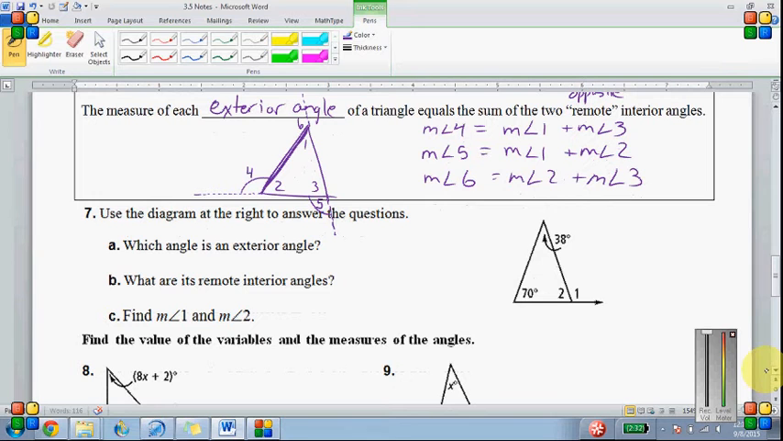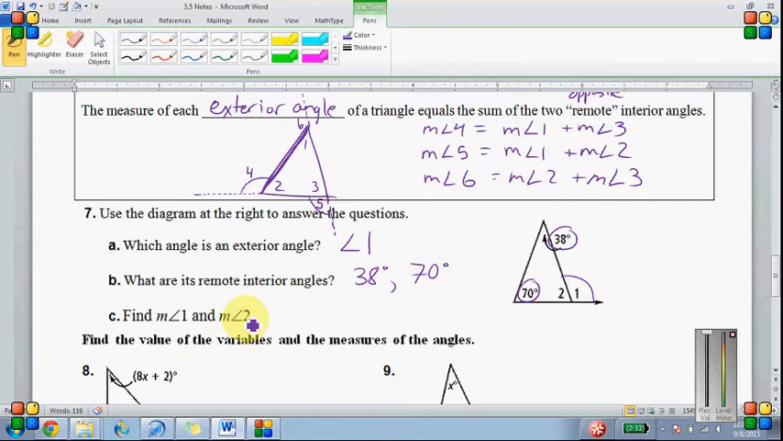So, use the diagram to answer the questions. Which angle is an exterior angle? Well, angle 1 is outside or exterior to the triangle, so angle 1 is an exterior angle. What are its remote interior angles? Well, it's right next to angle 2. The interior angles, the remote interior angles, are 38 degrees and 70 degrees.